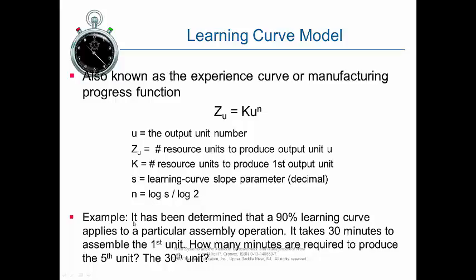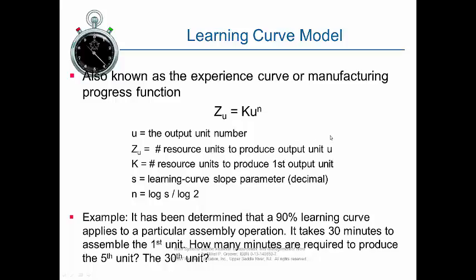So let's read this example. It has been determined that a 90% learning curve applies to a particular assembly operation. It takes 30 minutes to assemble the first unit, so we already know that K is 30 minutes. How many minutes are required to produce the 5th unit and the 30th unit? So we're trying to figure out the time to produce the 5th unit. It will be 30 minutes, because that's the time for the first unit, times 5 raised to the log of 0.9 divided by log of 2, and then we'll do the same thing for the 30th unit, but just substitute 30, which is really the only thing that we change here.